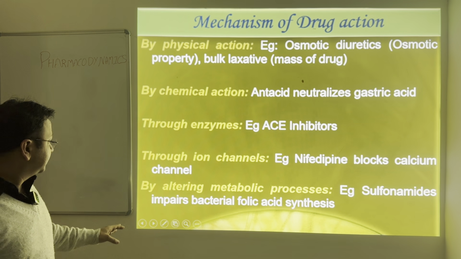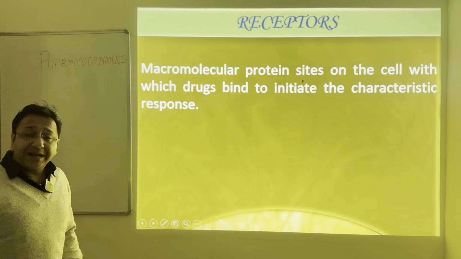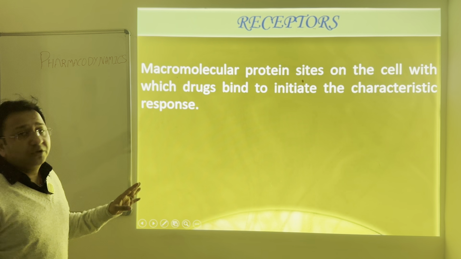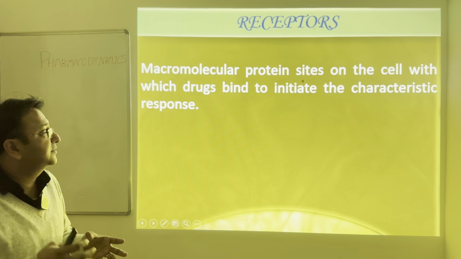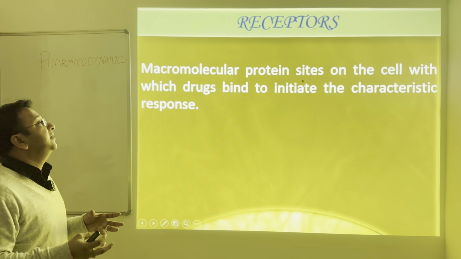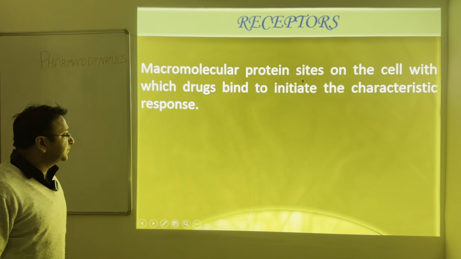So this is through the receptors. Okay, through receptors. Most of the drugs act through the receptors only. So it's a macromolecule. What is the receptor? Receptor is that site where the drug acts. A macromolecular protein site on the cell with which the drug binds and produces the characteristic response.